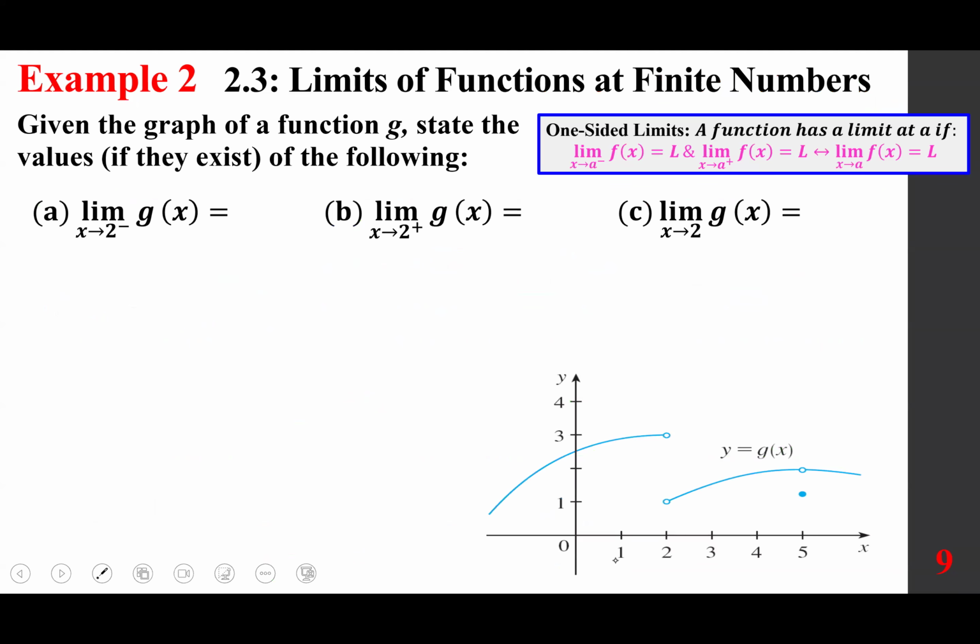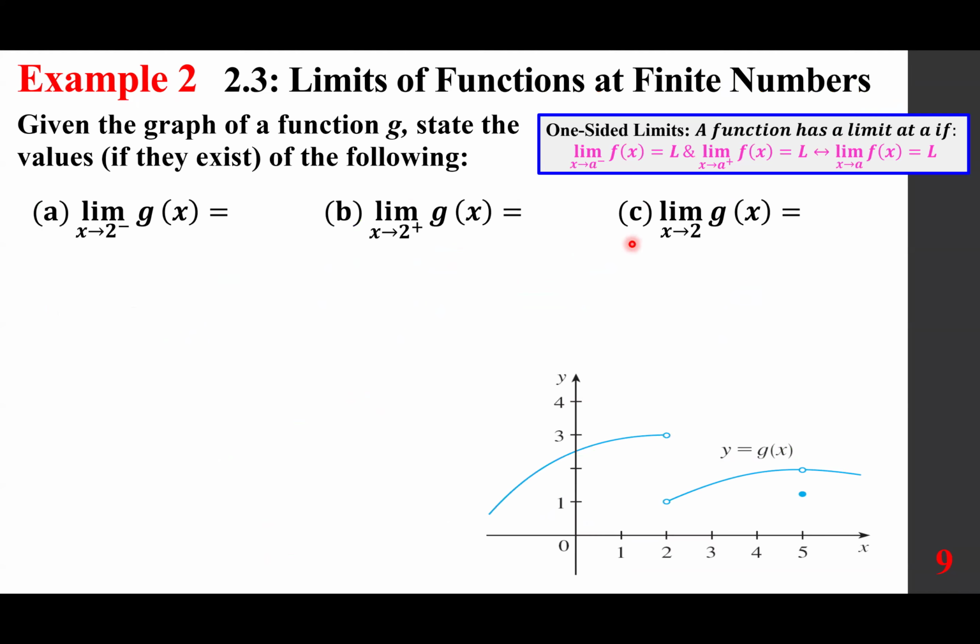All right, we have a graph and we want to find a bunch of limits, reminding you that a limit exists if one-sided limits are identical. So you have to show work for your exam. This might be an example where, because it's a graph, you just read it. You don't have to show work, just to let you know.